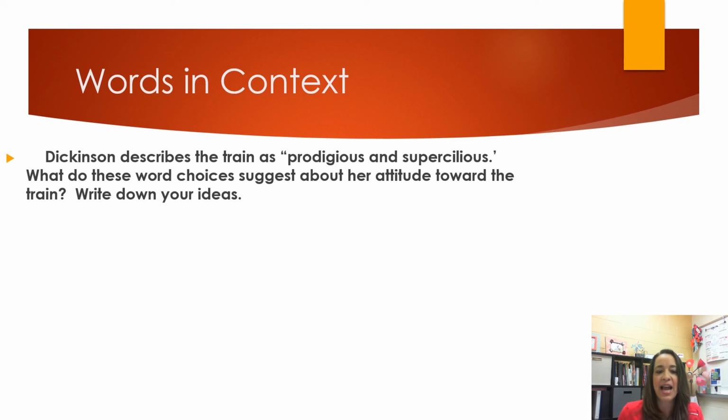Dickinson describes a train as prodigious and supercilious. What do these word choices suggest about her attitude toward the train? Write down your ideas.